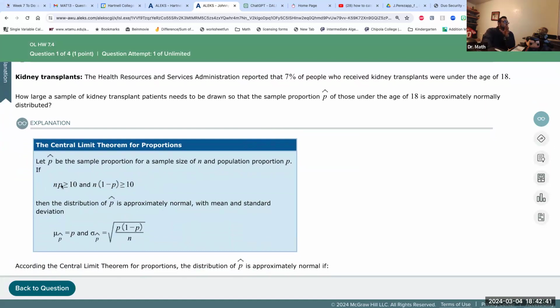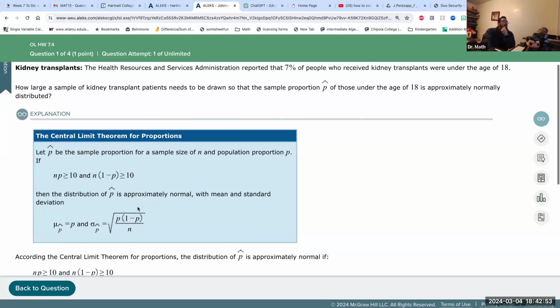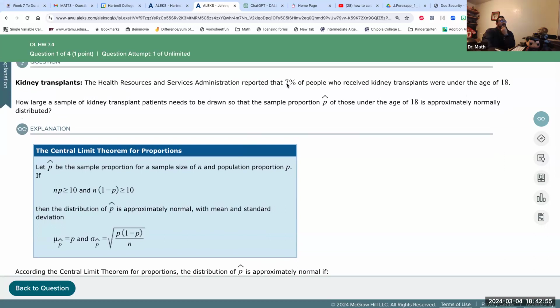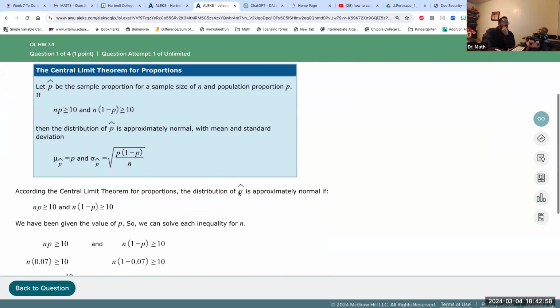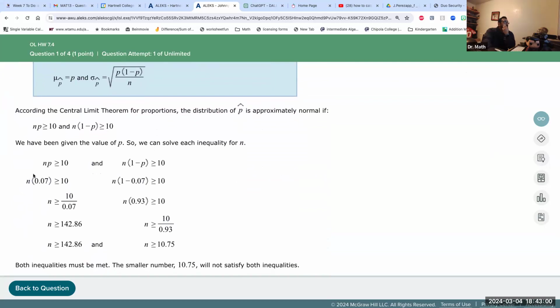So what we do is we're going to use both of these inequalities, and we're going to solve for n in each case, right? And notice they give us a p of 7%, so always change that to a proportion, to a decimal. So here are our two formulas that we're going to use. And all you're going to do is plug in where you see p the number they gave you for the proportion, 0.07, right?